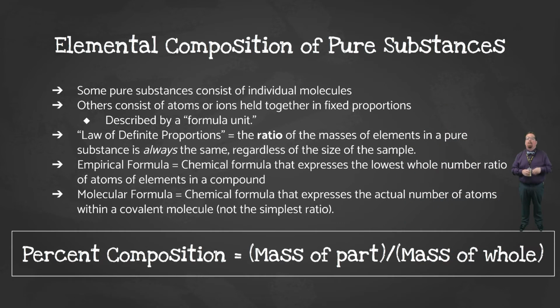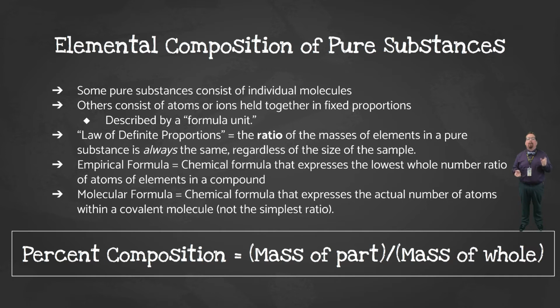Next up is topic 1.3, elemental composition of pure substances. Some pure substances consist of individual molecules. Others consist of atoms or ions held together in fixed proportions, described by a formula unit. For example, table salt always consists of a ratio of 1 sodium ion to 1 chlorine ion, but they're not part of distinct molecular units. They're part of a crystalline structure.